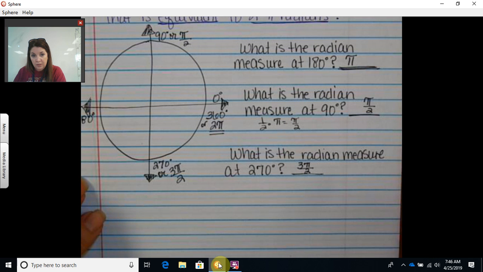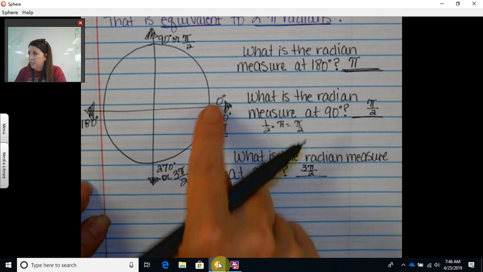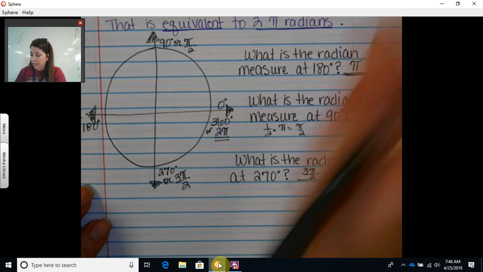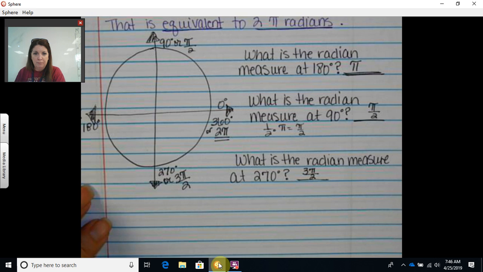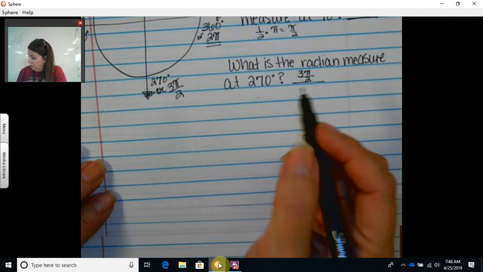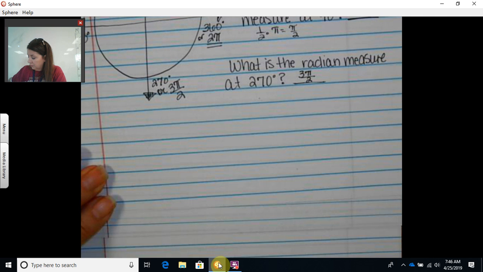So those are kind of easier because we could figure out the math pretty easily. It's like a whole or a half or a fourth or a 3/4 or whatever. But if you had, okay, at 30 degrees, well, how many pi is 30 degrees? Let me show you just an easy conversion to do. All right, so how can we convert degrees to radians?